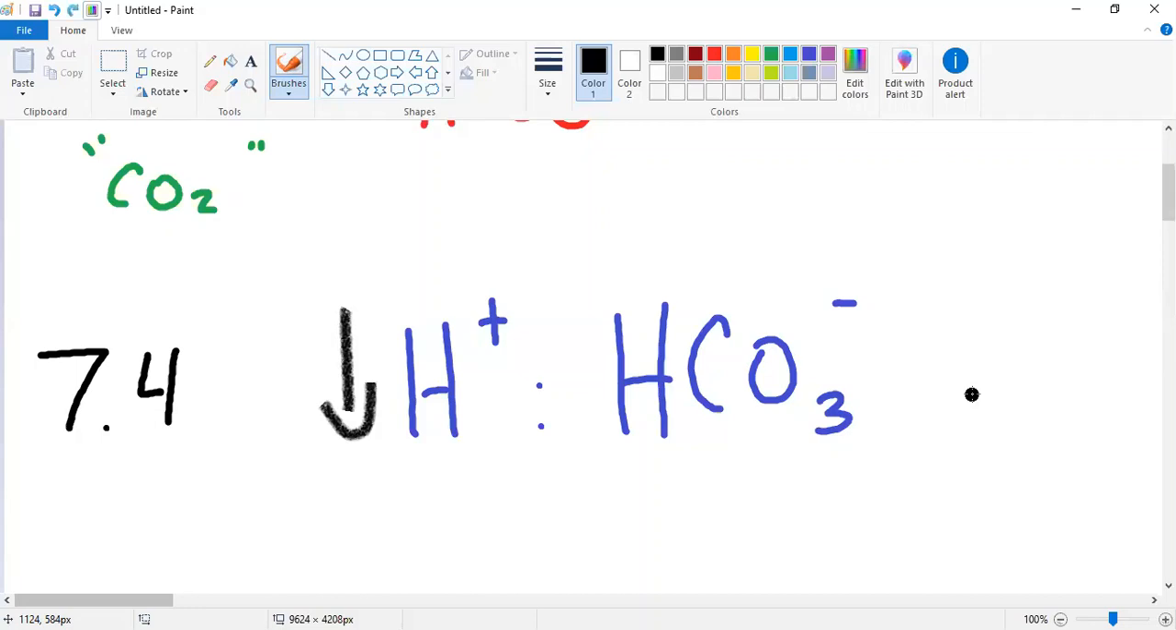How about this? What if I increase bicarb? What should happen to hydrogen? Increase. Exactly. And the opposite is also true. Decrease bicarb, decrease hydrogen. Great.